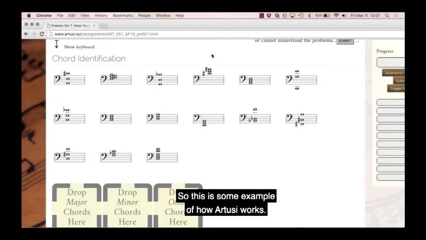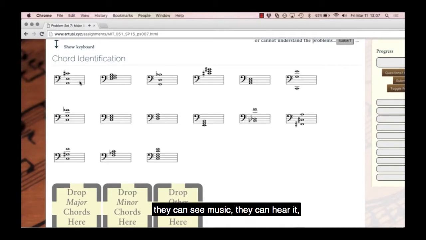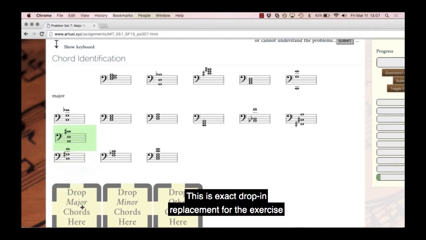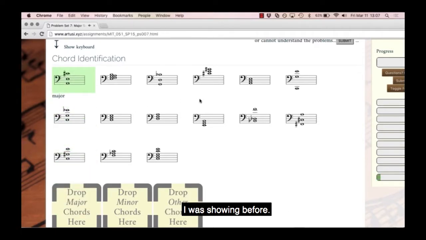So this is some example of how Artusi would work. In some things, the students can work at home. They can see music. They can hear it, and decide what type of chord. This is the exact drop-in replacement for the exercise I was showing before.